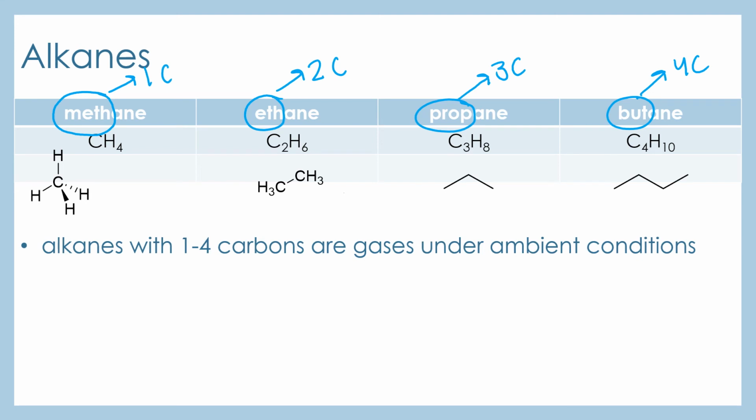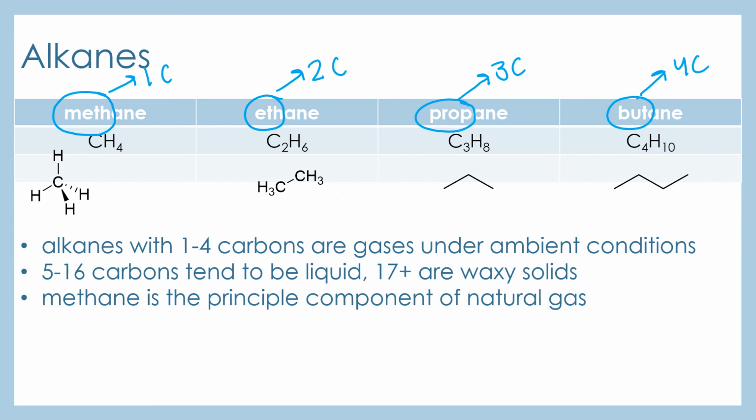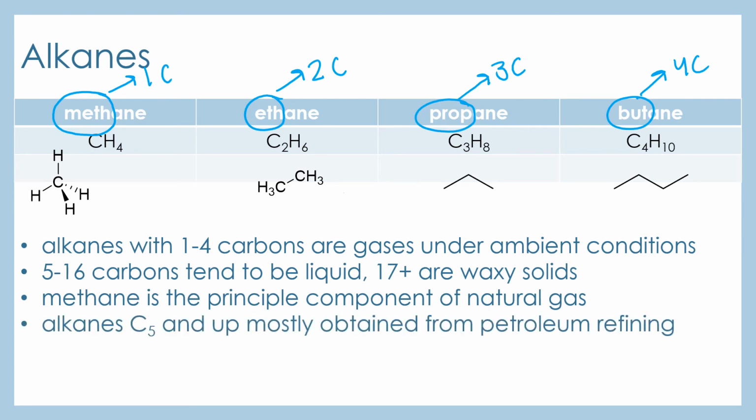Now, alkanes with 1 to 4 carbons are gases under ambient conditions, so regular pressure, regular temperature. Methane, ethane, propane, and butane are gases. When you have 5 to 16 carbons in an alkane, they tend to be liquid, and 17 plus are going to be waxy solids. Methane is the principal component of natural gas. And alkanes C5 and up are mostly obtained from petroleum refining.